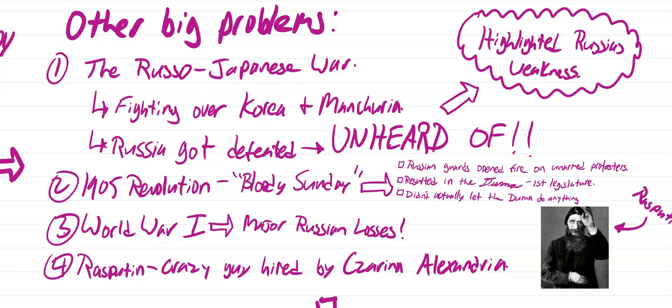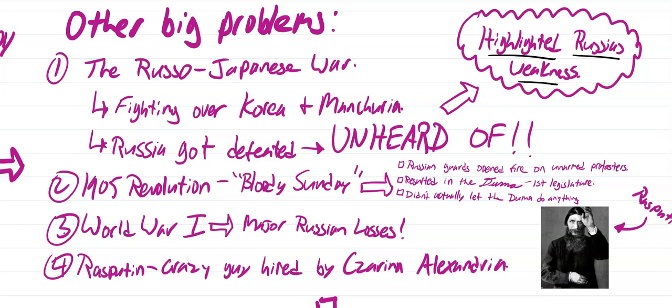Now, there were other big problems. The Russo-Japanese War, which was fought between Russia and Japan, of all countries, over Korea and Manchuria. Russia got their rear ends handed to them, which really highlighted Russian weakness. This didn't look good for anyone. Europe's like, what the heck just happened? And everyone in Europe is super humiliated by this.